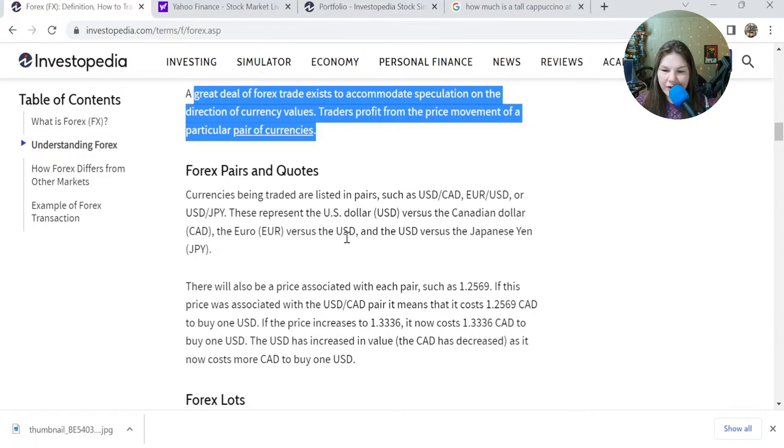There will be a price associated with each pair, such as 1.2569. If this price was associated with the United States-Canada pair, it means that it costs $1.2569 Canadian to buy one USD. If the price increases to 1.3336, it now costs 1.3336 Canadian to buy one U.S. dollar. The USD has increased in value. The CAD has decreased, as it now costs more CAD to buy USD.